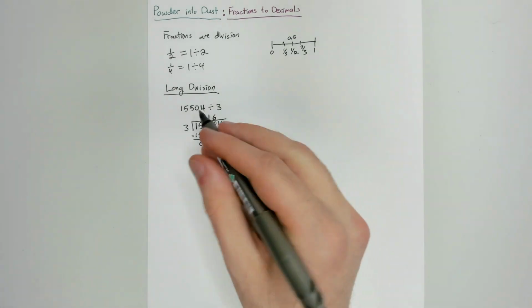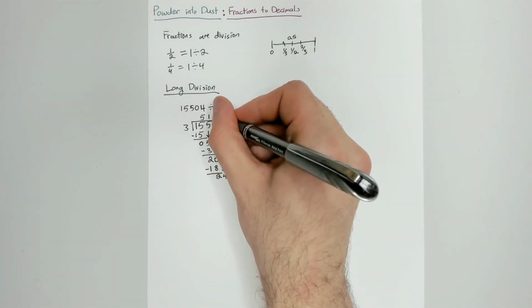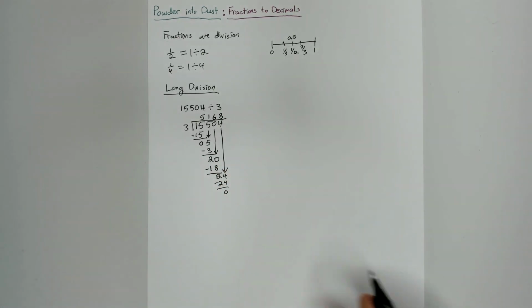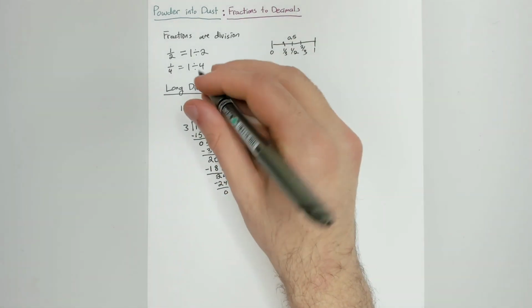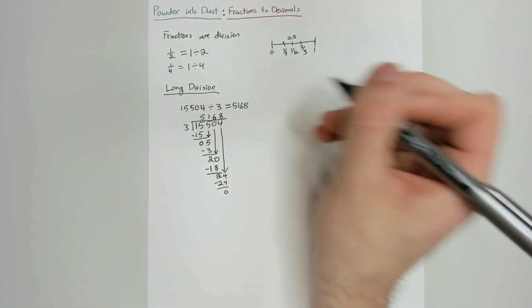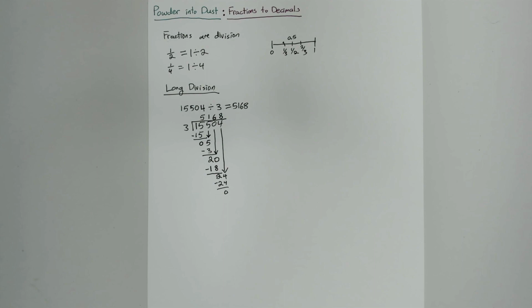So we got 24. 3 goes into 24 exactly 8 times. So then we can subtract off 24 and we get 0. So there's no remainder here. So the exact answer to 15,504 divided by 3 is 5,168.